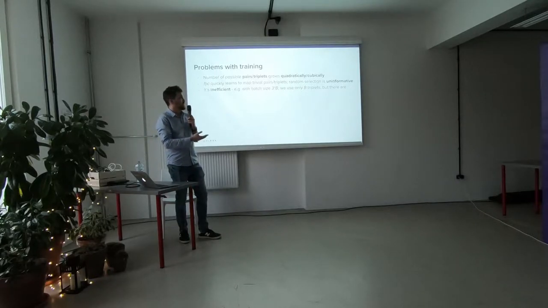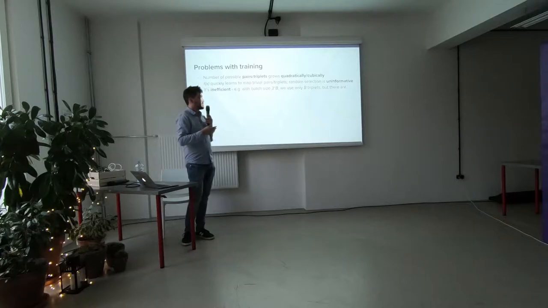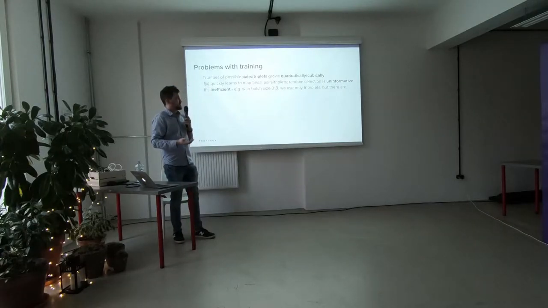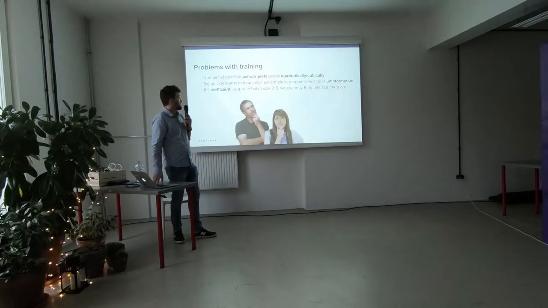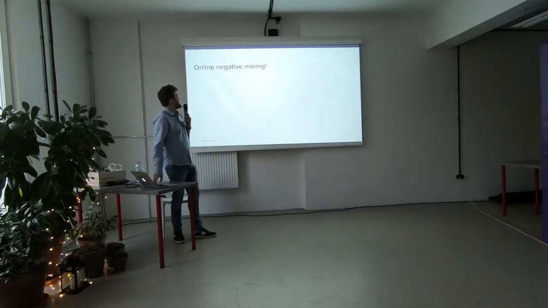But why can't we use the entire batch for constructing different triplets? We already use this computing power to compute these embeddings. It seems like a waste to compute this embedding and then use it just for one triplet while we could do it more efficiently. So what can we do to make it better? And the answer is online negative mining.